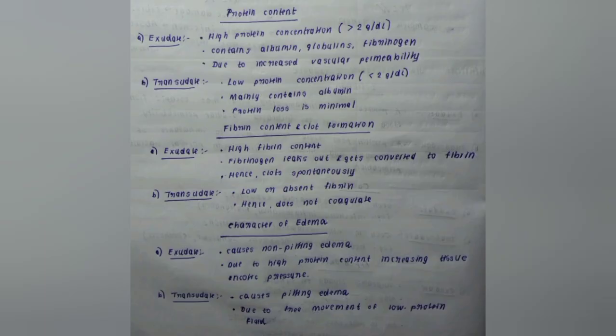Now edema has two types, non-pitting type and pitting type. What is basically non-pitting and pitting? When you press with your finger on the swelling, if a pit is formed, it is known as pitting edema, and if a pit is not formed, it is known as non-pitting. Now why is the pit formed? It is because when the protein content is low, the fluid can easily move. So when the pressure is applied, fluid moves away because of less protein content. That's why a pit is formed, pitting edema is formed.